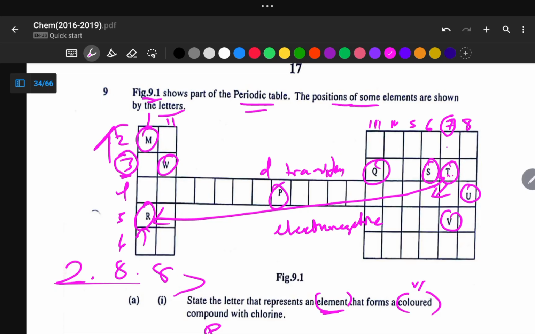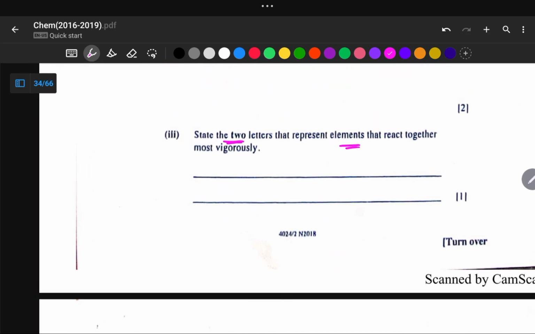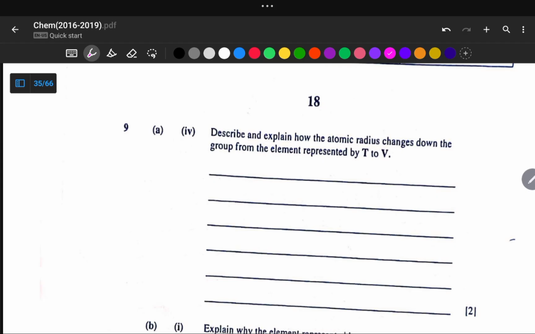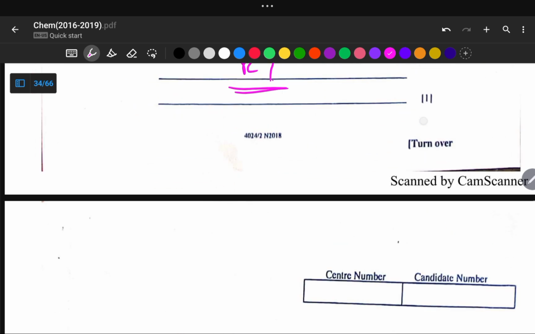Are we together? So it's R and T. And then we can now proceed to the next part, which says describe and explain how the atomic radii changes down the group from the element T to V. Describe and then we explain. Alright, so it's T and V.